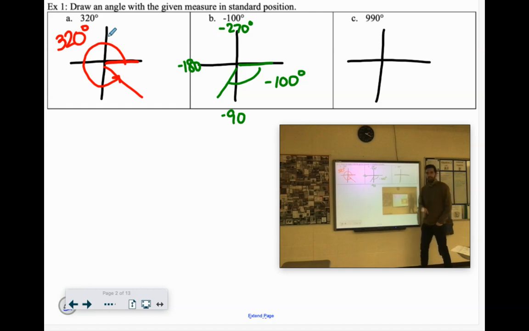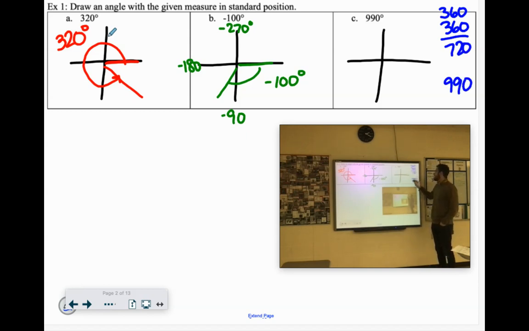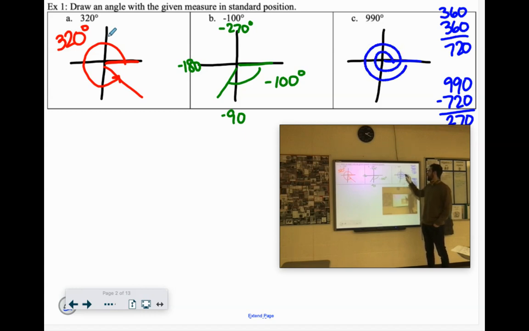Now 990 is where it gets exciting. We are going to go in a circle. Now one circle would be 360. Two circles, if we had another 360, would be 720. So if we did 990 minus 720, we get 270 more degrees. Here's how that's going to look. It's going to go 2 full circles, and then 270 degrees.